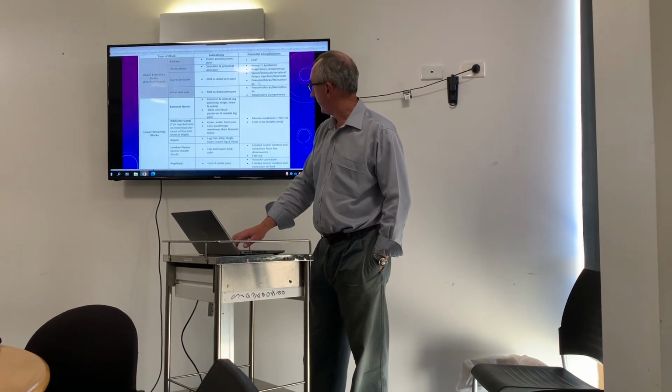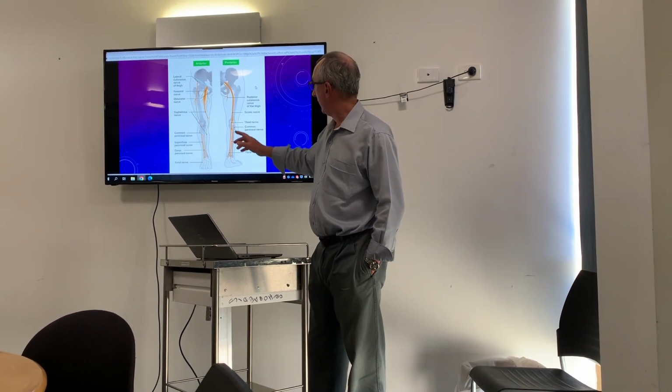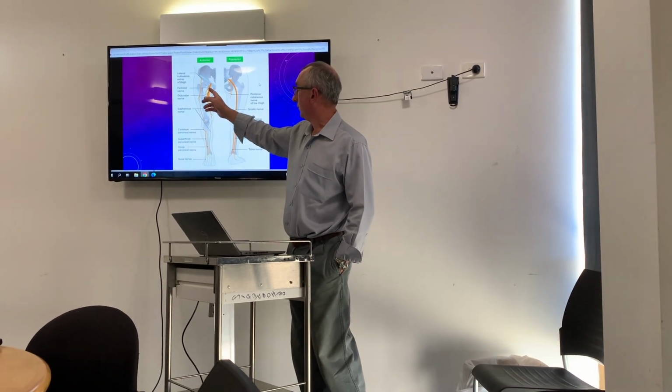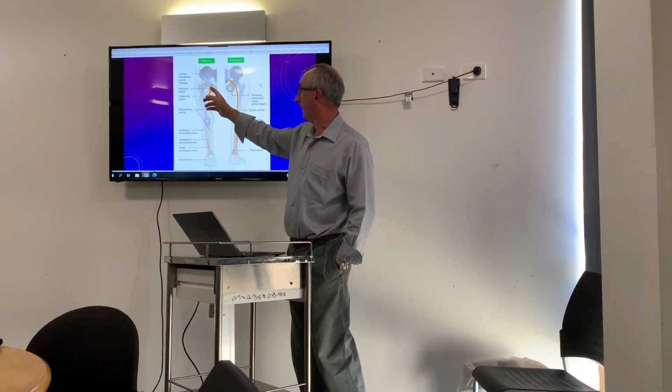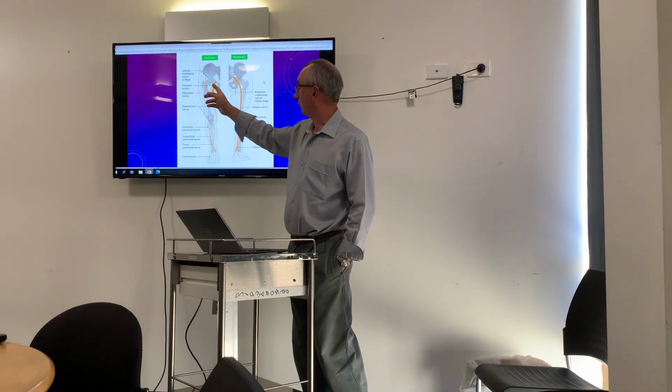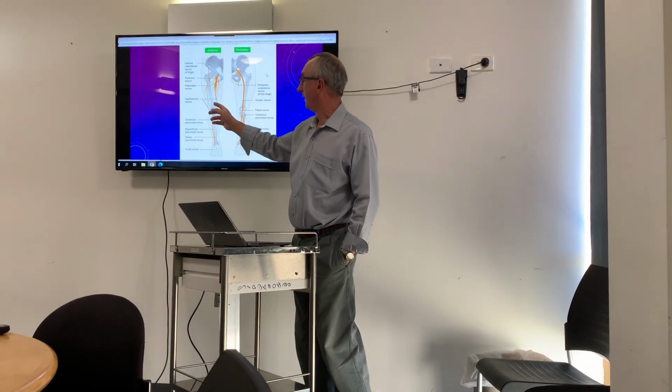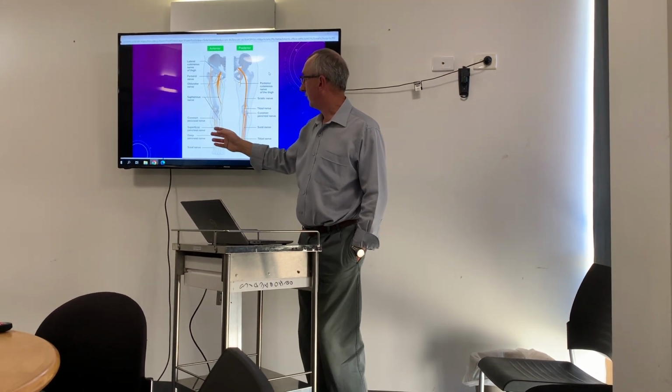With the femoral nerve, which in the past we commonly used for most knee and thigh surgery, you do get quite a profound quadriceps weakness because it supplies all the motor nerves for the quads, so it's difficult to get patients to mobilise.